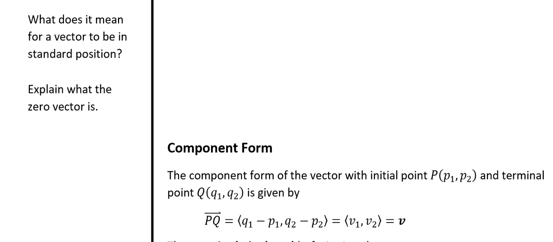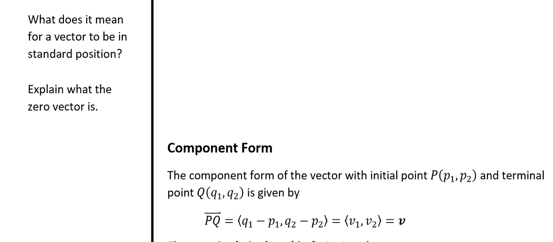Hey guys, so in this video we're going to be talking about standard position for vectors, the zero vector, and component form. So let's begin with this main question. What does it mean for a vector to be in standard position?